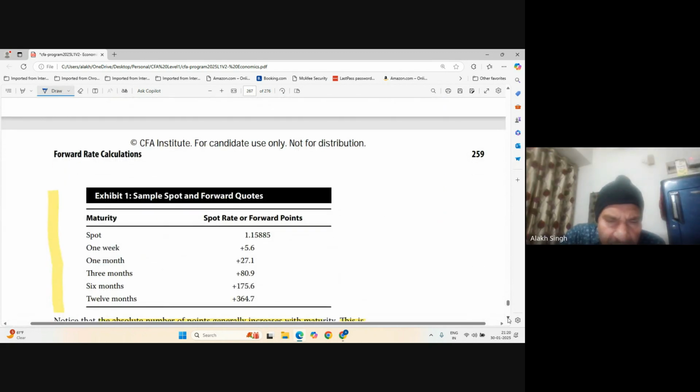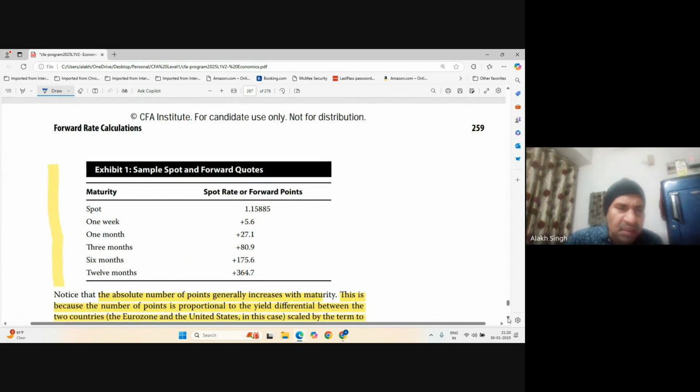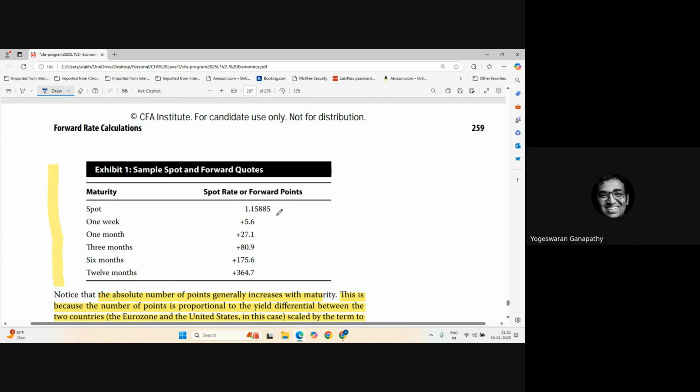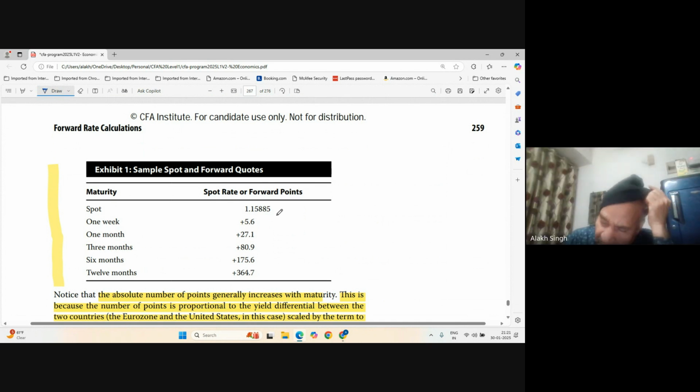Now here is another example, so we will solve this. That is how it is expressed. If you are in the foreign exchange market, you will get this kind of screen on your computer if you are doing foreign exchange trading. So maturity is spot, zero day. It is 1.15885. After 1 week, this is the point that will be added to this. So this will become 1.1589. Sir, this plus 5.6, is it already determined by them? Yeah, it is already determined by them. Oh, okay, sir.